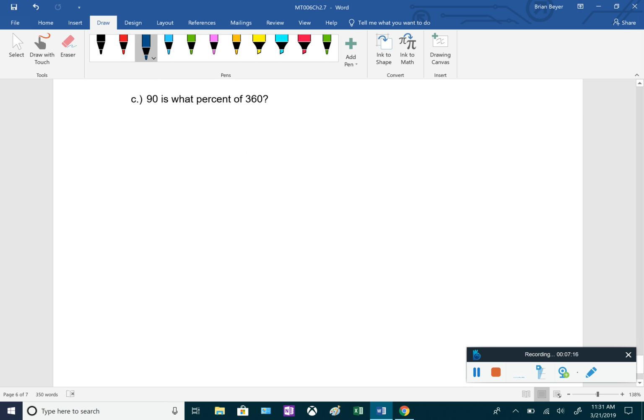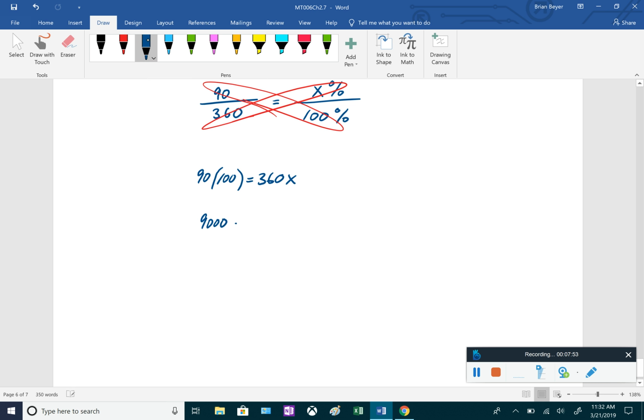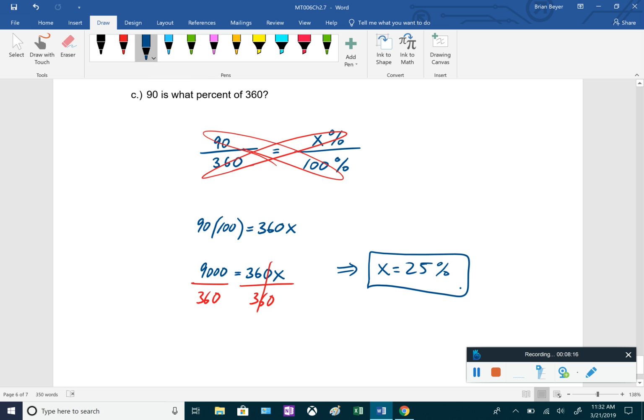Okay, let's do one more here. We have 90 is what percent of 360. This time we're looking for the percent. So we have a part of 90 and a whole of 360. We're trying to find x, which is going to be x percent over 100%. Once again, we cross multiply, and we get 90 times 100 equals 360 times x. So that gives us 9,000 equals 360x. Divide both sides by 360, and that's going to give us x equals 25%. Once again, we go back and check to make sure our answer made sense. That's saying that 90 is 25% of 360, which is true. Okay, so that is it for this section.